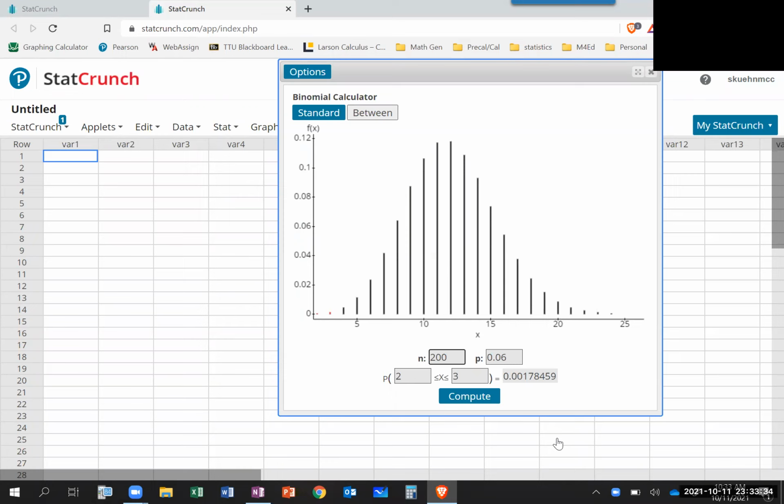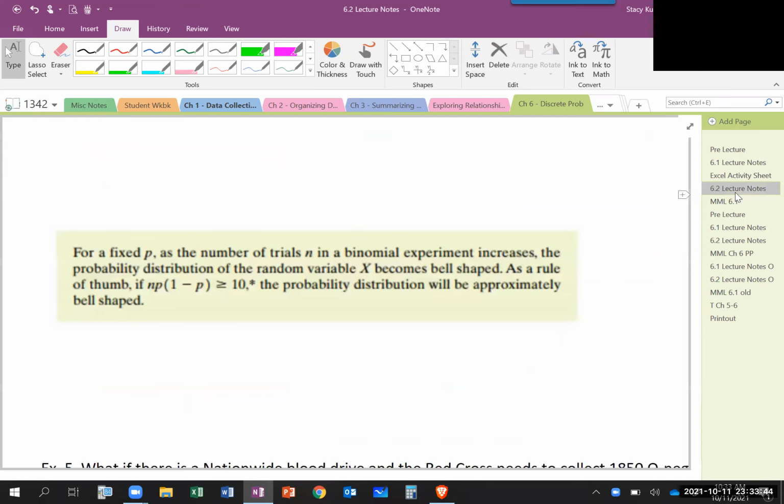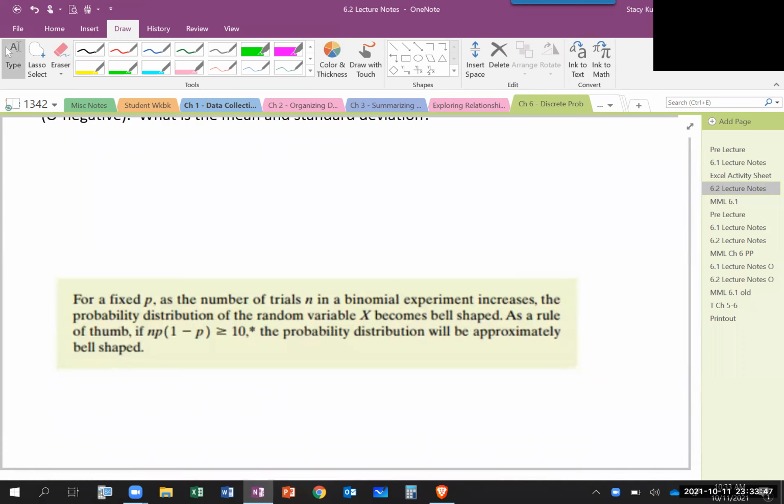Okay, and so there was a little blurb in your textbook, and I kind of skipped this part, I suppose. There was a little blurb in your textbook that talks about this idea right here. It says that if we have a fixed proportion, P, and we increase the number of trials in our binomial experiment, then the probability distribution becomes more bell-shaped. And we just saw that, right? We just watched how that happened.